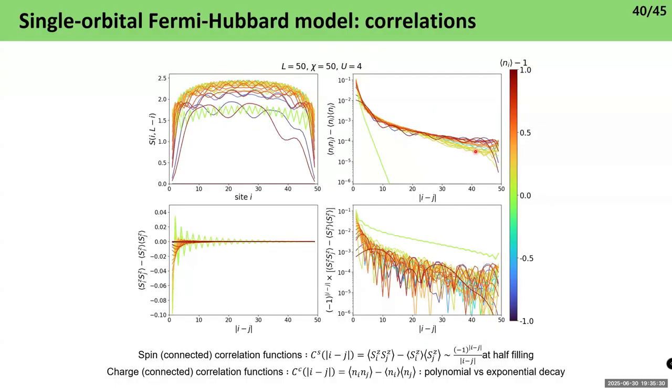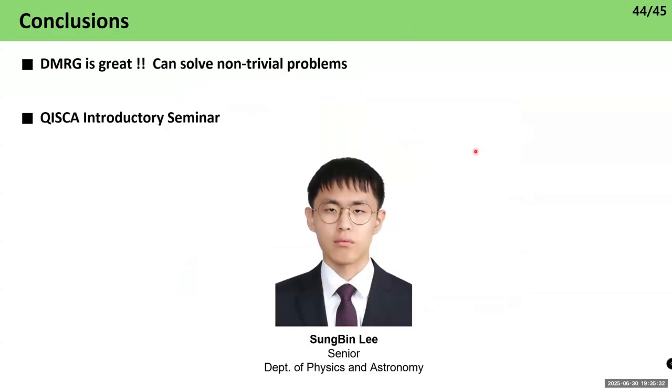So that's basically the end of my talk. The conclusion is very simple. DMRG is great. We can solve many non-trivial problems in condensed matter physics and quantum many-body states. So thank you for listening to my seminar. If you have any questions, feel free to ask.